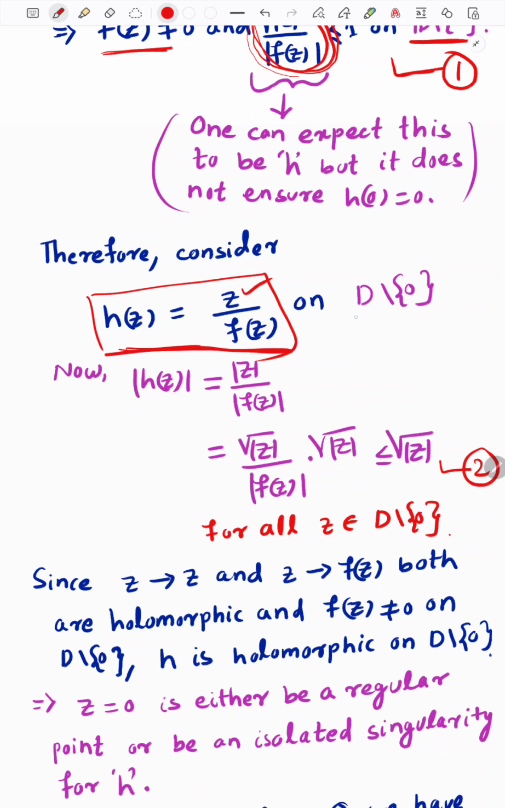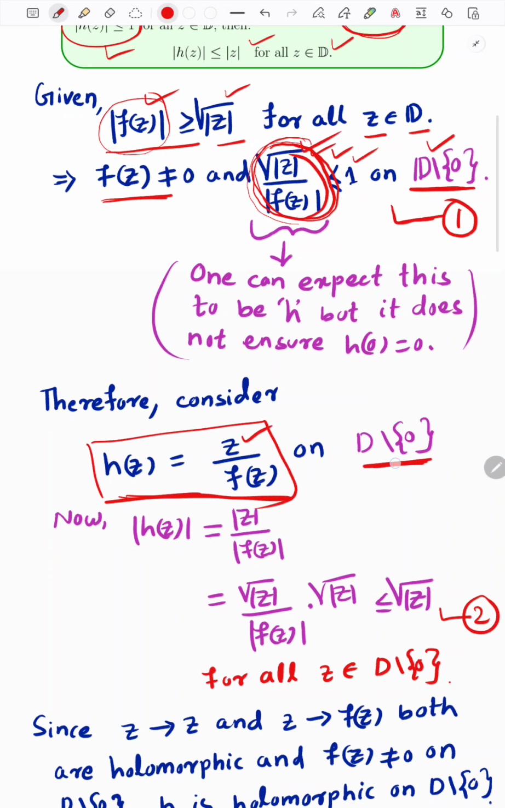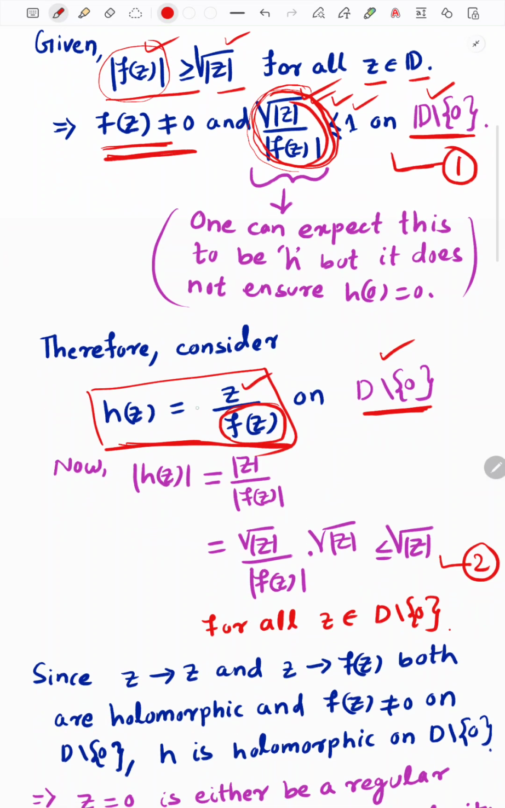modulus of h of z, and we are defining this function on this set because this expression is valid on this set. Why? Because there is a chance that f of z also can be 0, but we have previously ensured that on this set f of z is never vanishing, this one from equation 1. Okay, so clearly h is an analytic function because z is an analytic function and f of z is an analytic function, and f of z is non-zero on this set. So h is an analytic function or holomorphic function, but on this set only.